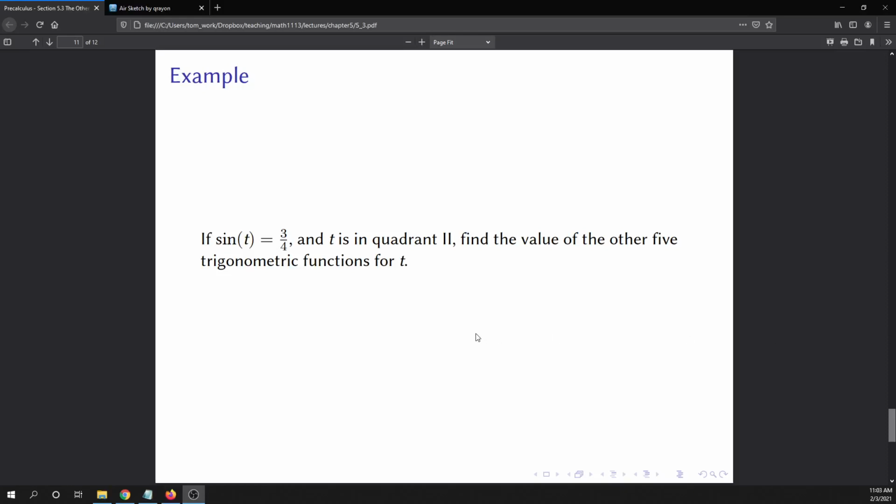All right, in this video, we are given one of the trig functions, sine in this case, is 3/4, and t is in quadrant 2. So find the value of the other 5 trigonometric functions for t.